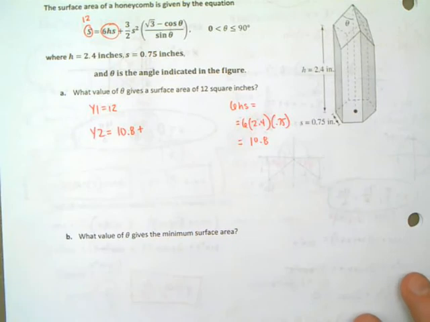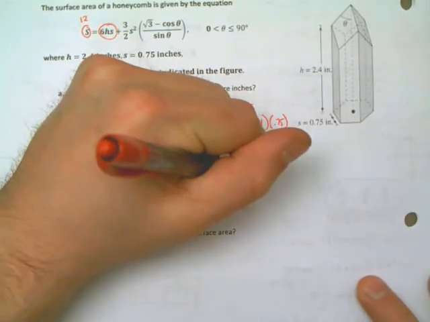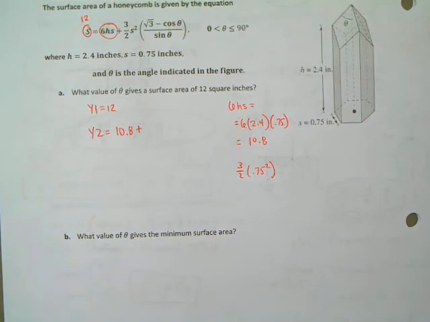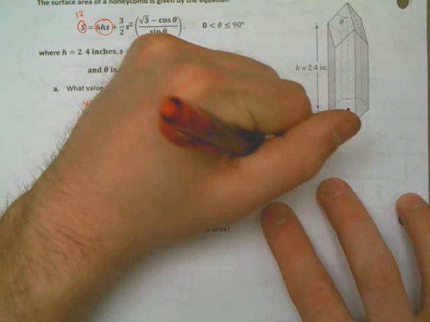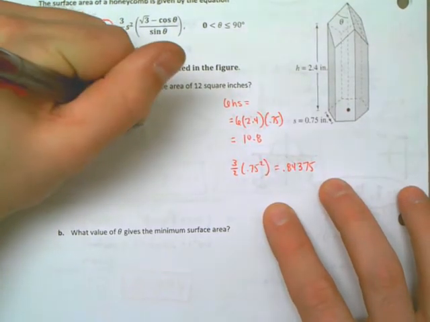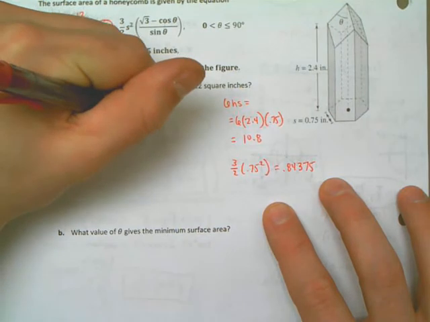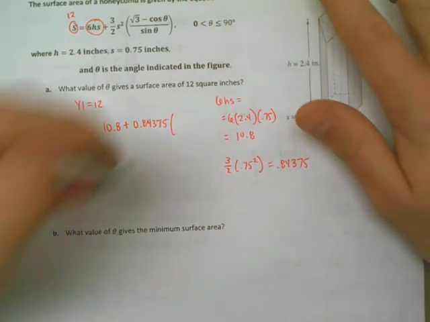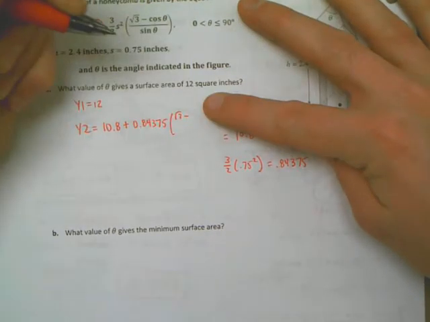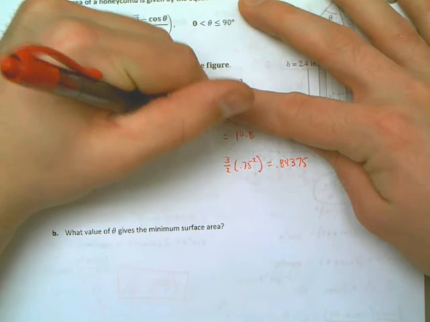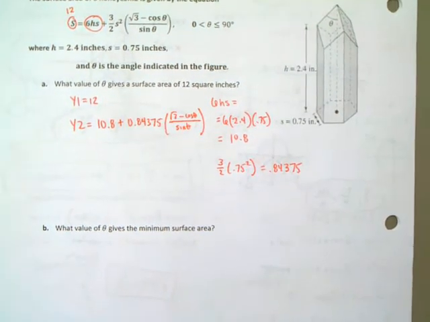So this thing here can be replaced by the number 10.8 plus, and I'm going to go ahead and do 3/2 of 0.75 squared. That's 3/2 s squared. 3 divided by 2 times 0.75 squared. That's 0.84375, excuse me. And now all I have left is this stuff inside the parentheses. That is the square root of 3 minus the cosine of theta all over the sine of theta.